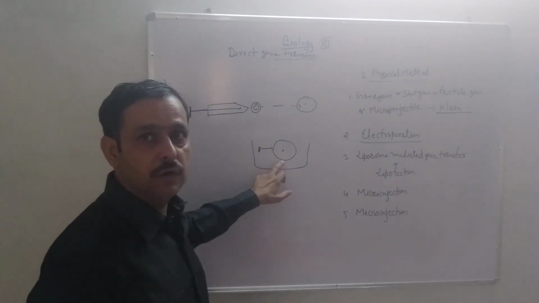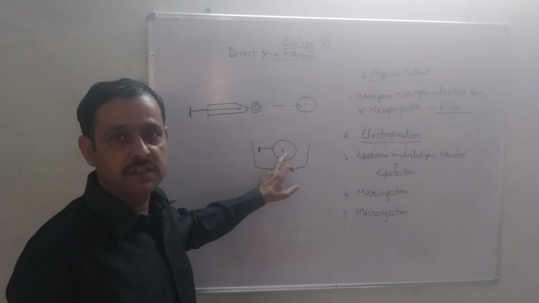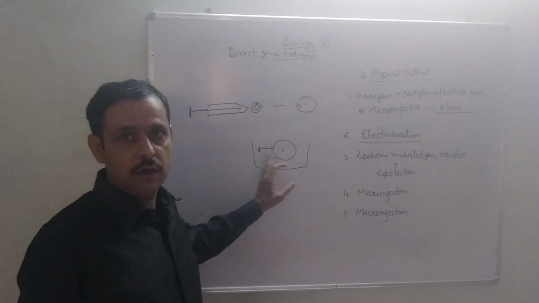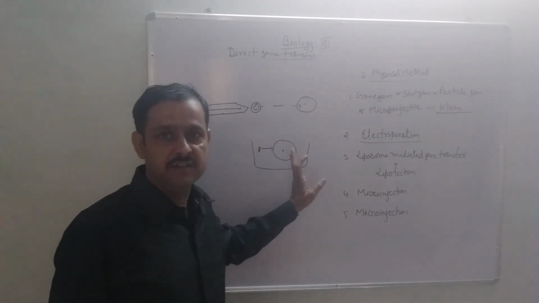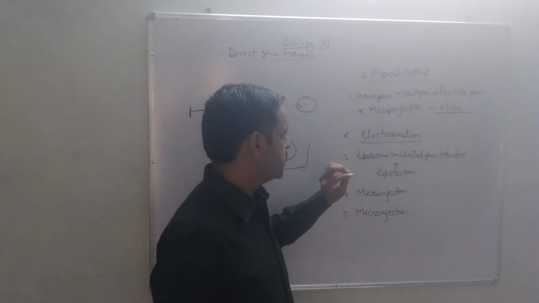जैसे ही इस सेल को हाई वोल्टेज देते हैं, तो इस सेल में अलग अलग प्लेस पे पोर्स हो जाते हैं, और उन पोर्स के थ्रू फिर डिजायर्ड जीन जो है वो इसके अंदर ट्रांसफर हो जाता है. दिस इज कॉल्ड इलेक्ट्रोपोरेशन.